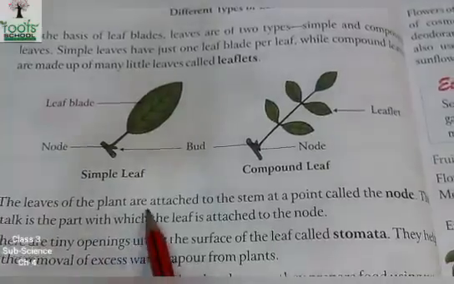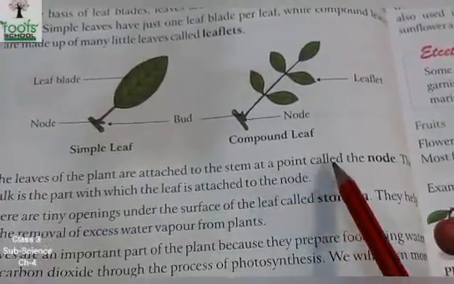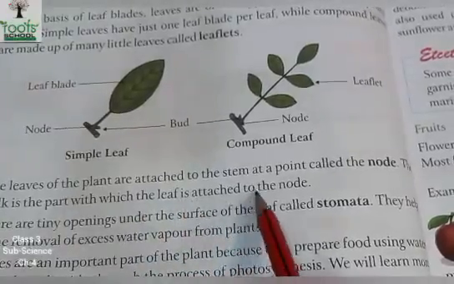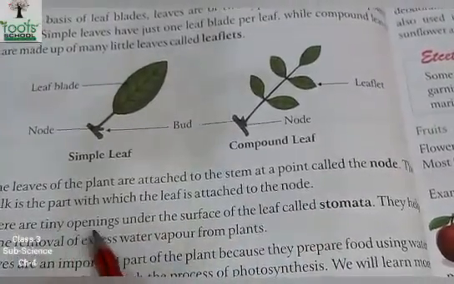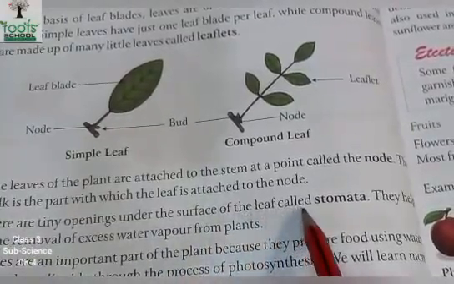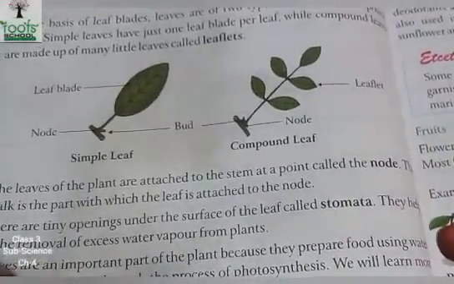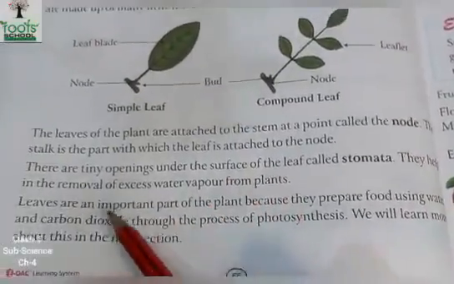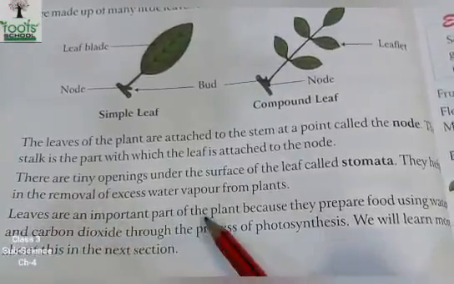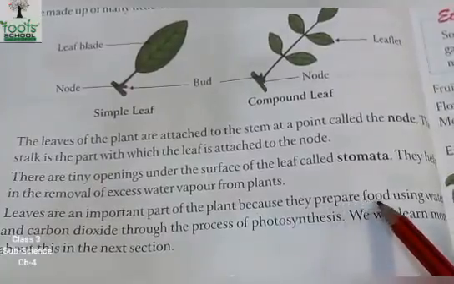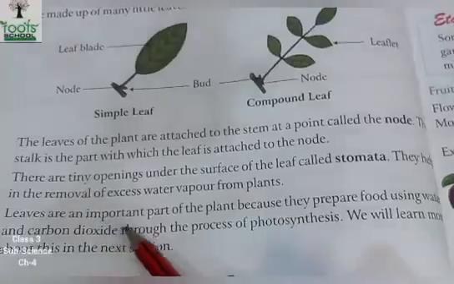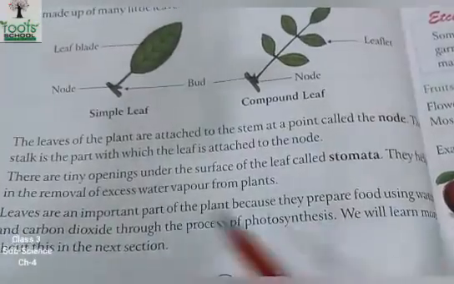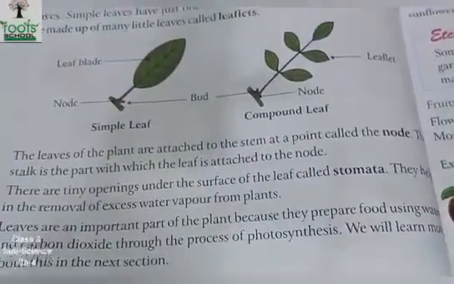The leaves of the plants are attached to the stem at a point called the node. The stalk is the part with which the leaf is attached to the node. There are tiny openings under the surface of the leaf called stomata. They help in the removal of excess water vapor from plants. Leaves are an important part of the plants because they prepare food using water and carbon dioxide through the process of photosynthesis. We will learn more about this in the next session.